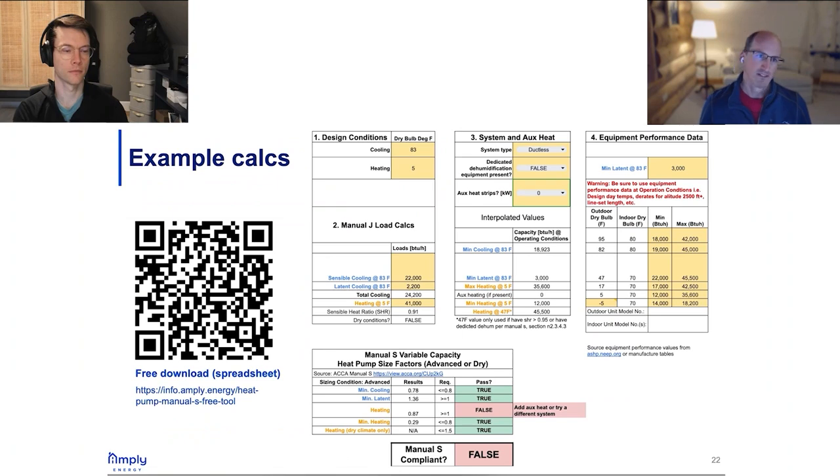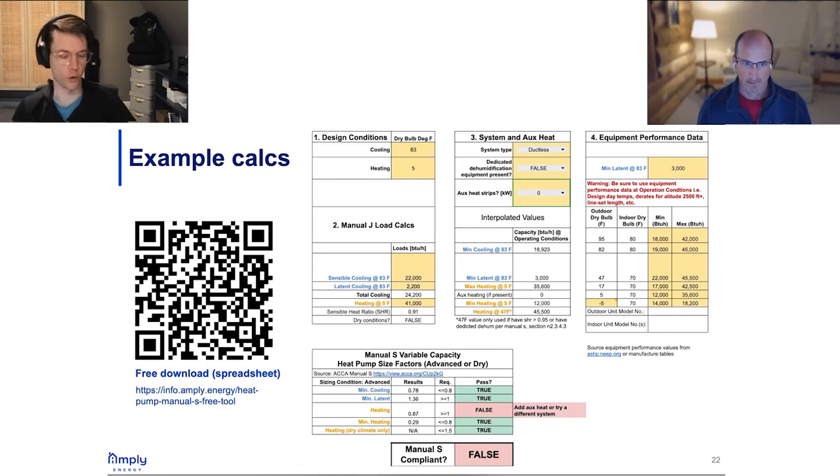And good news here is that we've actually felt we could help out. So we've got a free spreadsheet tool that does that interpolation for you. We'll drop it into the show notes. It's designed specifically for variable capacity heat pumps and will help you figure out whether you're Manual S compliant or not. So you can just take the equipment you typically install, grab the data and save it in the spreadsheet, and you can just use it over and over again for your various projects, and it makes it real simple.